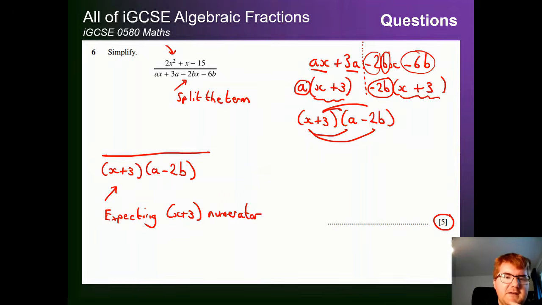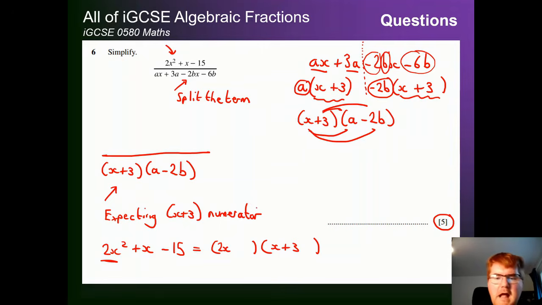So, if we take this expression, 2x squared plus x minus 15, I know there's going to be an x plus 3. I know there has to be a 2x to give us 2x squared. And what do I multiply 3 by to get minus 15? Well, that has to be a minus 5. Again, I could check all of this by expanding out and seeing if I do get what I expect.